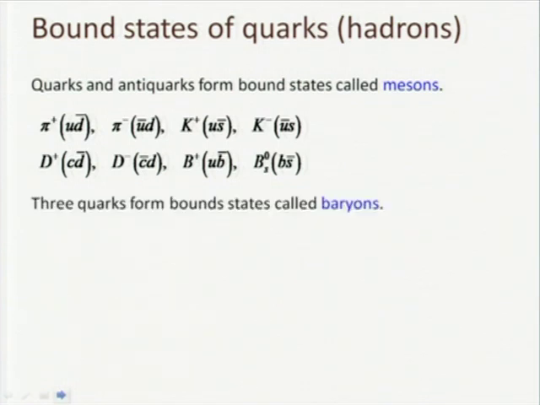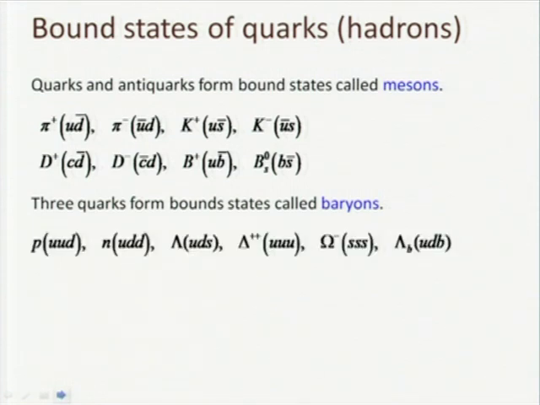3 quarks form bound states called baryons. For example, P denotes proton, which has a quark content of uud. Then you have a neutron which has a quark content of udd. Lambda has a quark content of uds, another baryon. Then there are doubly charged baryons: delta plus plus content uuu, omega minus sss, lambda b udb.